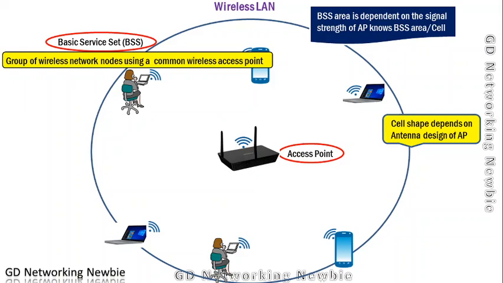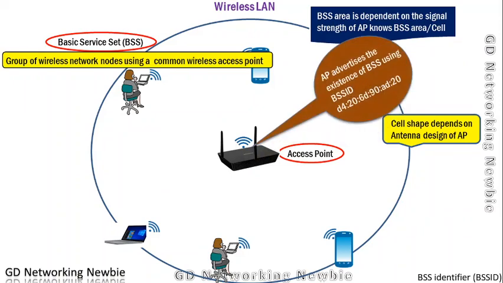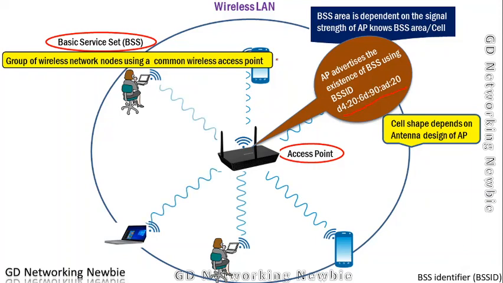Now the second thing is that this access point advertises itself, or introduces itself, to the nodes which want to use it. It advertises itself with the help of an identifier known as the BSS identifier, which is dependent on the MAC address. This is the MAC address of this access point, and by using that MAC address, it is going to announce itself. After this advertisement, every node will have information about that access point.